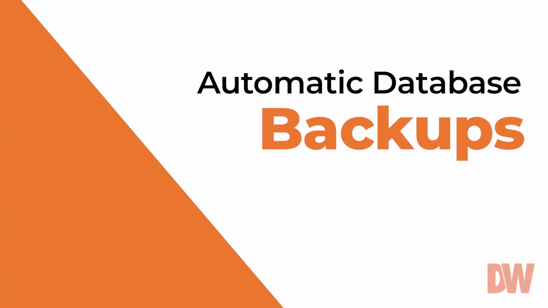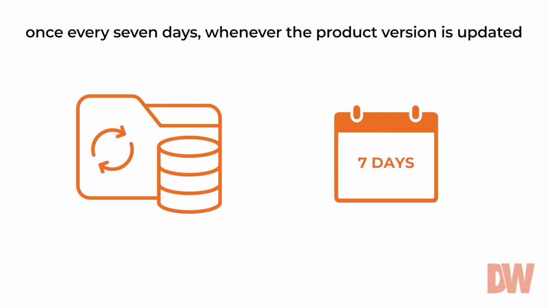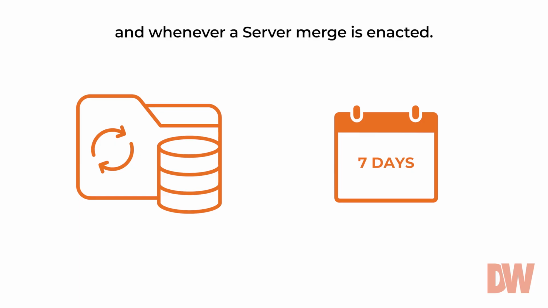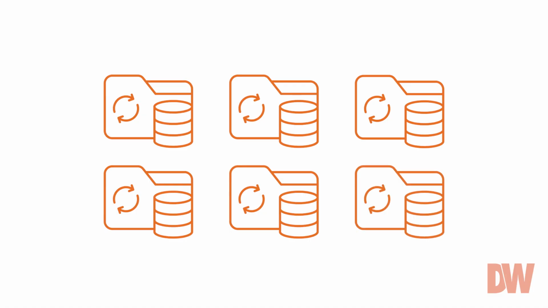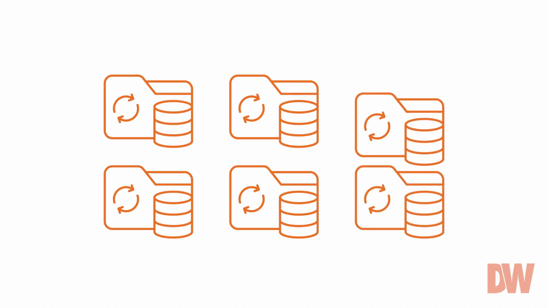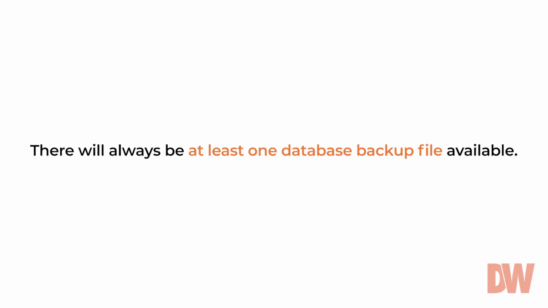In this video, we will go over automatic database backups, manually creating a database backup, and how to restore a system database. By default, DW Spectrum will automatically create a database backup file once every 7 days, whenever the product version is updated and whenever a server merge is enacted. Over time, the server application will create up to 6 database backups. Once the server has 6 database backups, it will delete and overwrite the oldest backup file, similar to what happens when the video archive is full. As a result, there will always be at least one database backup file available.